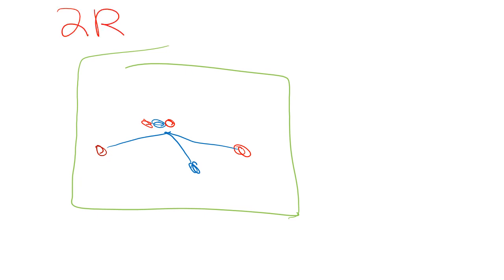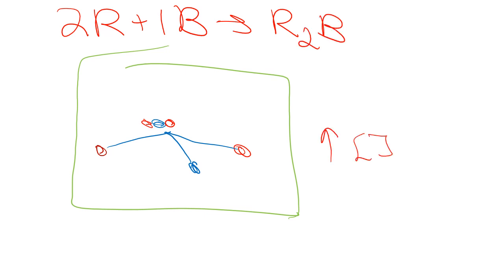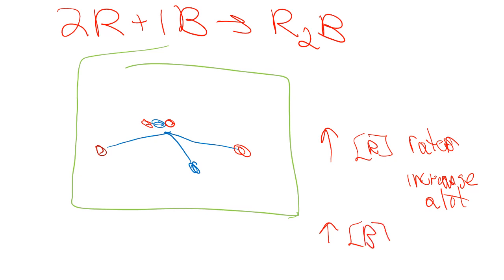So if we have 2 red plus 1 blue equals R2B, and we increase the concentration of red, the rate in kinetics increases a lot. And then if we increase the concentration of blue, it's just going to increase less. Still increases, just less.